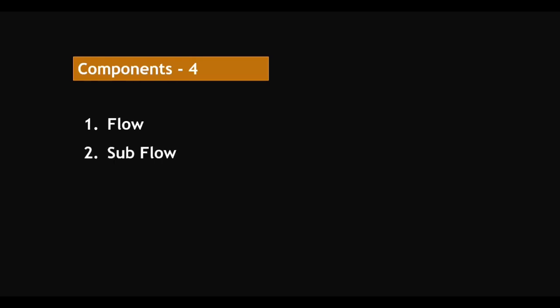Subflow. A subflow is also an automated process consisting of a sequence of reusable actions, data inputs and outputs. But the difference between a flow and a subflow is that a flow has a trigger, but a subflow does not have a trigger. We use subflows in a flow.